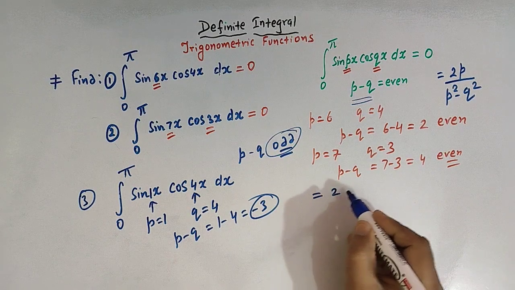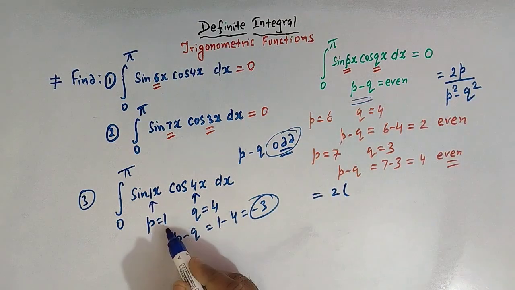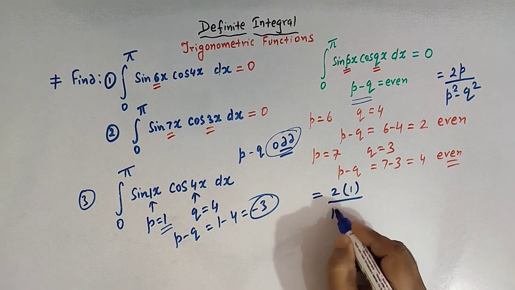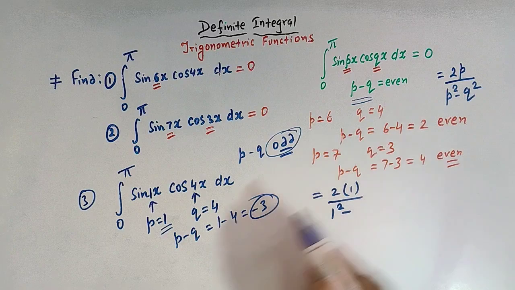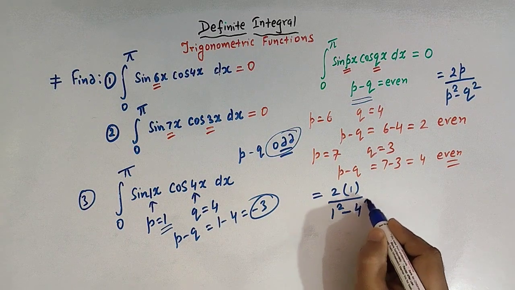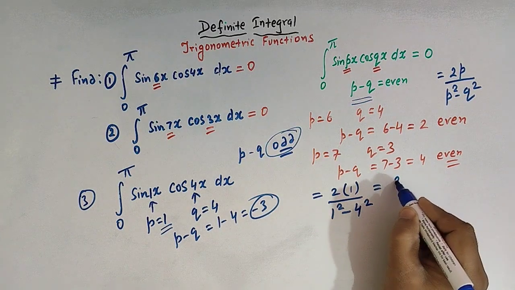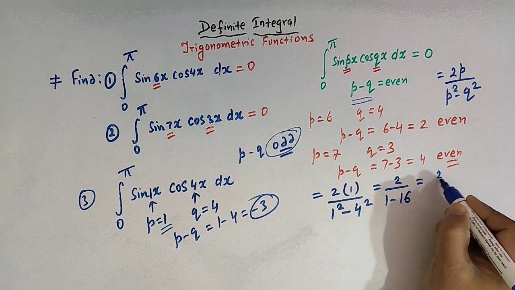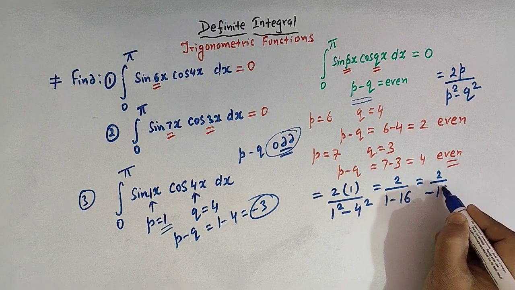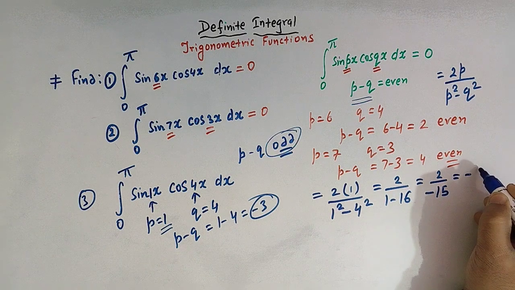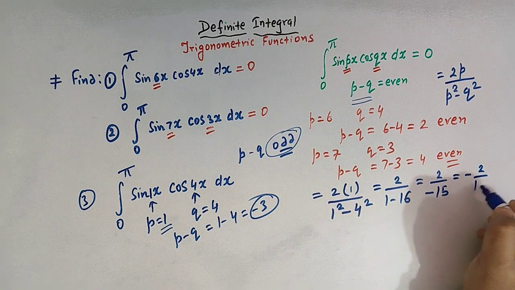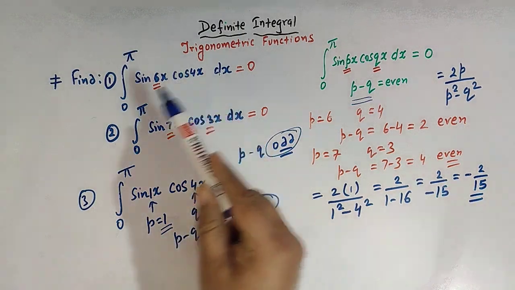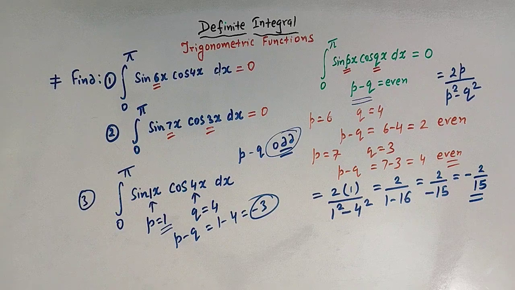So the value of this integral can be obtained by this result. This is 2 times p, p is 1, divided by p square, that is 1 square, minus q square, that is 4 square. So we have 2 divided by 1 minus 16, and this is 2 over minus 15, which can be written as minus 2 over 15. This is how we can find the values of these kinds of integrals.